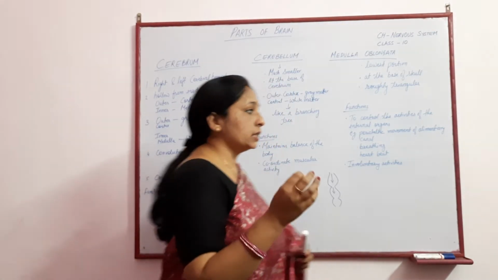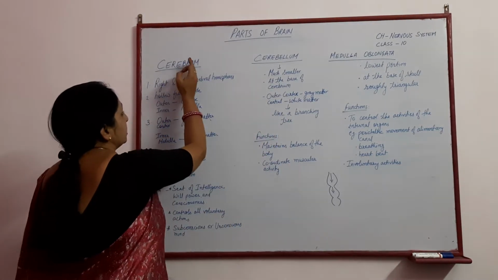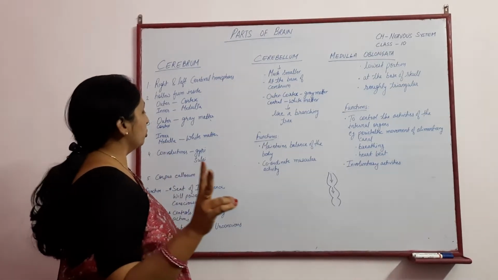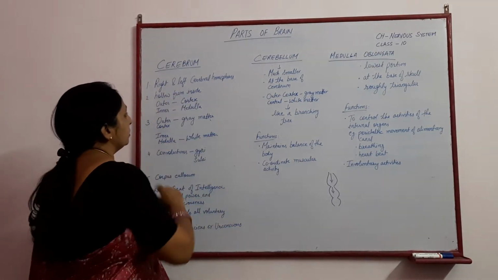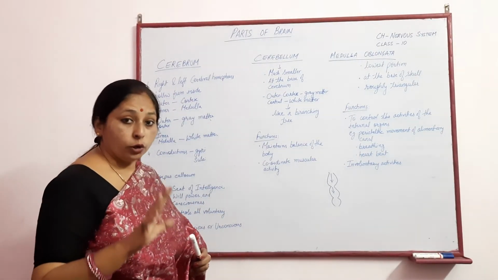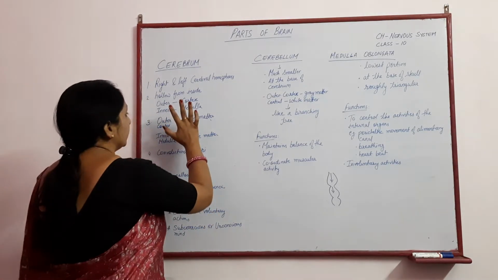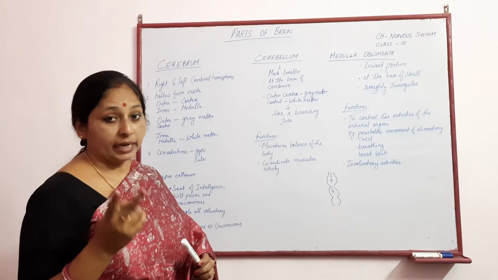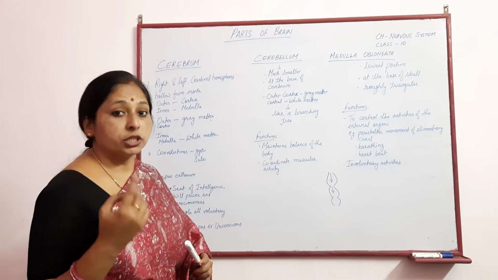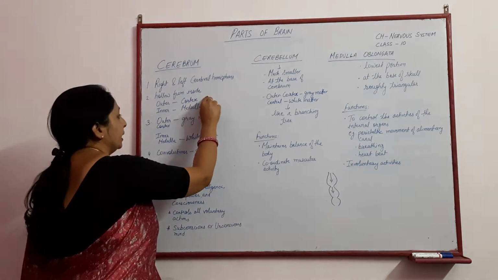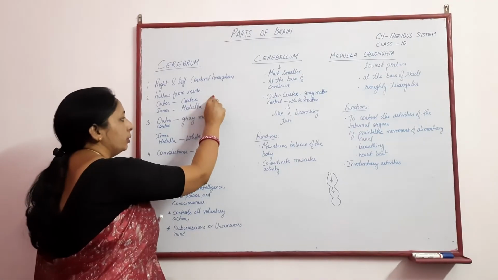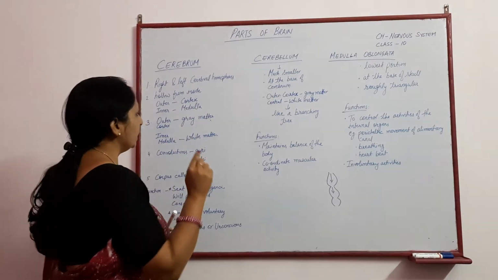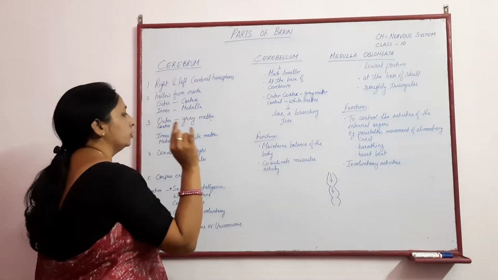I am repeating all these terms. Cerebrum, it is divided into two parts, right and left cerebral hemisphere. It is hollow from inside. It consists of two layers, outer cortex which is grey matter, inner medulla which is white matter. Grey color is due to cell body, cell granules of the cell body. White color is due to axon.